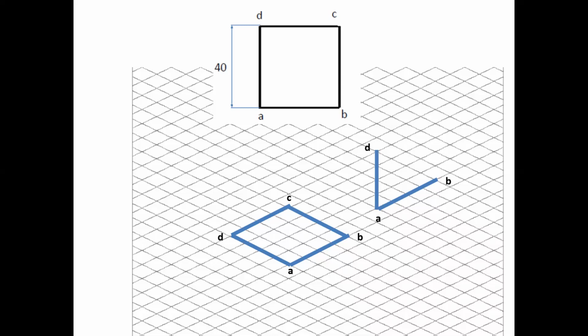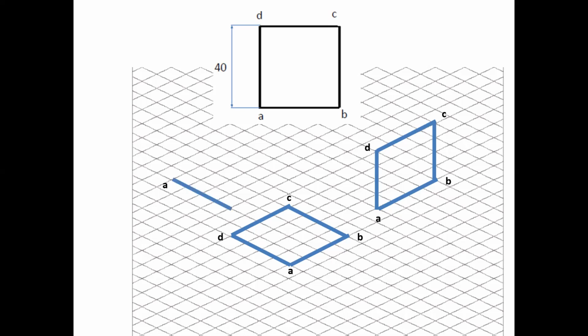Next, we got points A, B and D. You can observe from the actual figure, for AB, line DC is parallel. For AD, line BC is parallel. So just draw 2 parallel lines and complete the figure. So this is a vertically drawn isometric square.